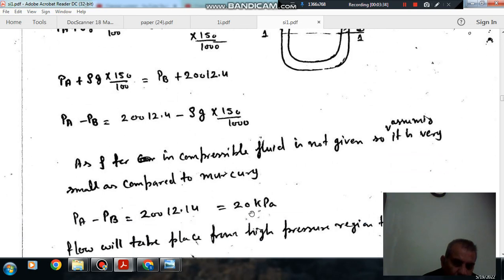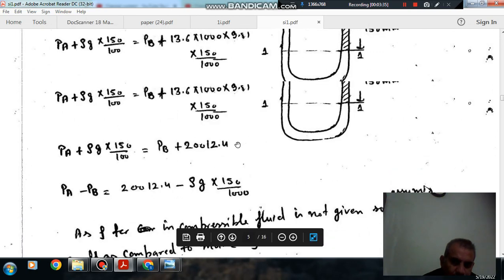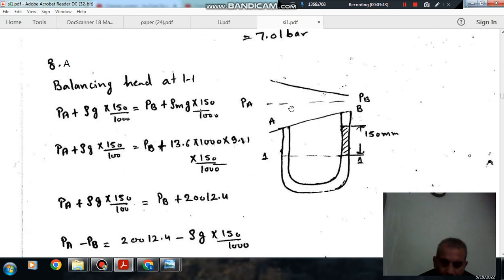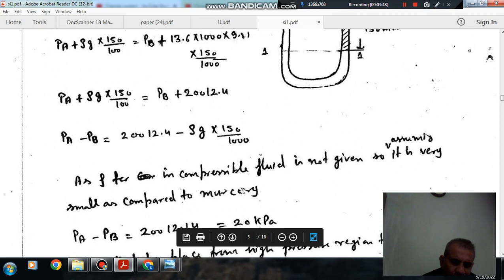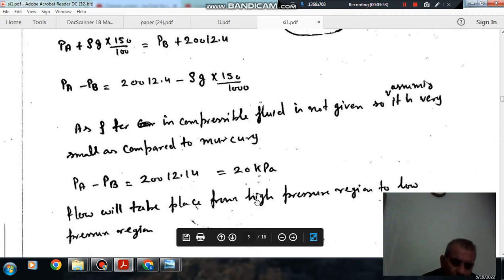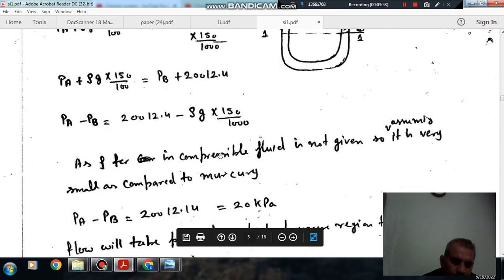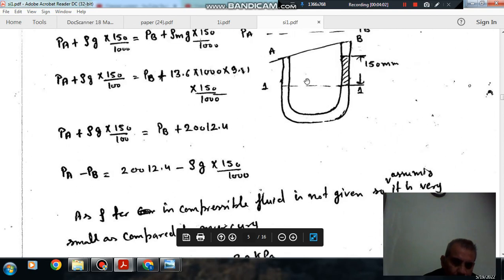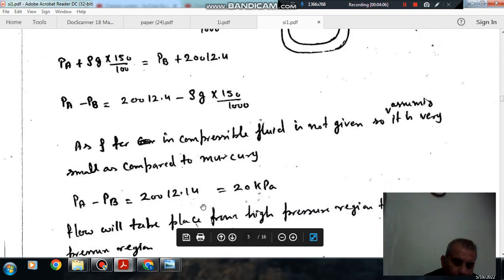So the answer will be 20 kPa, and pressure is more here and less here, as PA minus PB is positive. So the flow will take place from this portion to this portion. In terms of rho, the answer is 20 kPa. This is a question asked in a previous paper. Flow will take place from higher pressure region to low pressure region. So the answer is 20 kPa.